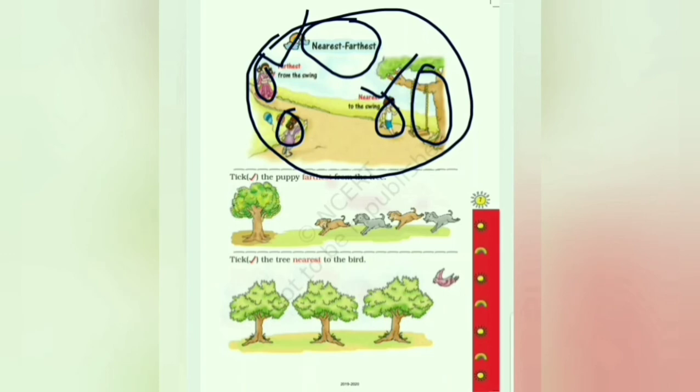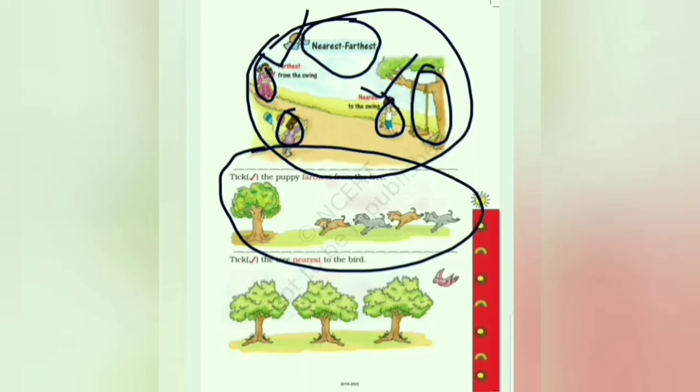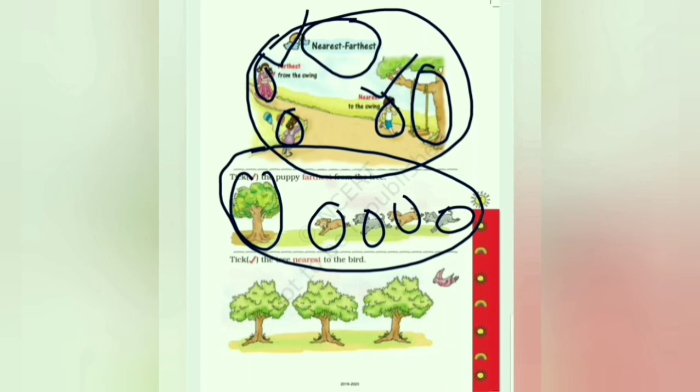Now we will solve one picture. This is picture number 1. We have to find out which puppy is furthest from the tree. See, this is a tree and we have 4 puppies, 1, 2, 3, 4. From this we have to find out which is furthest. सबसे दूर कौन सा puppy है? So this one is the furthest puppy from the tree.